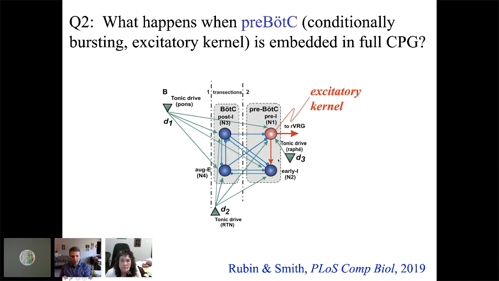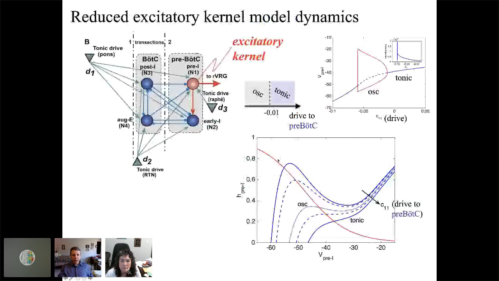Okay, so what we do in this study, we actually simplify things, and so we're just going to represent each one of these populations as a sort of conditional relaxation oscillator. So non-spiking units. We're imagining this is like an average voltage of a synchronized population.